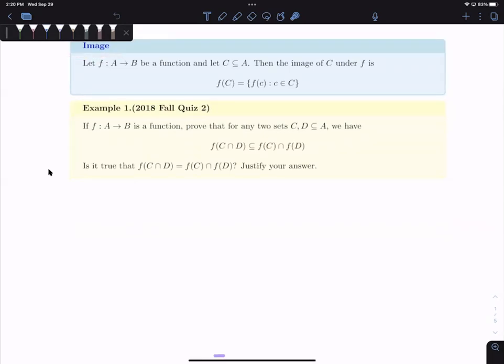Image, I know a lot of people do not understand image. I know a lot of you do not understand image, so I'm gonna give you an explanation and I'll give you a bad example. Although it's a terrible example, I hope it can make you understand what's going on. So before we talk about image, we need to talk about domain and codomain.